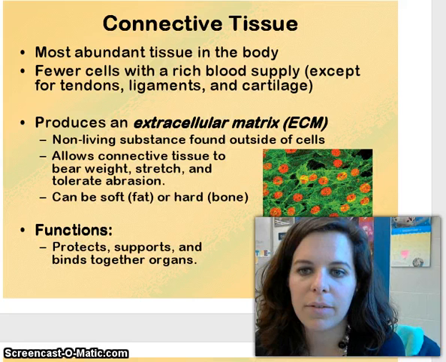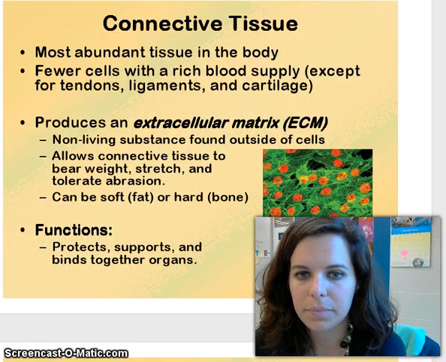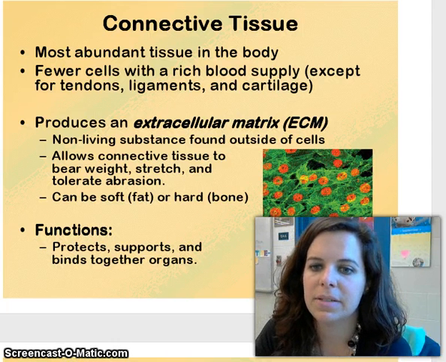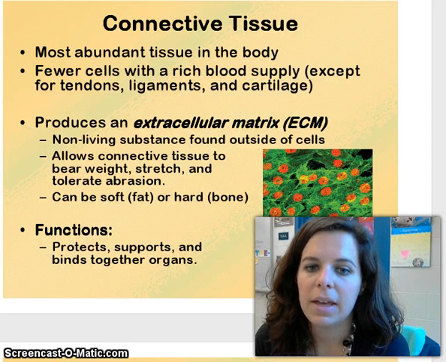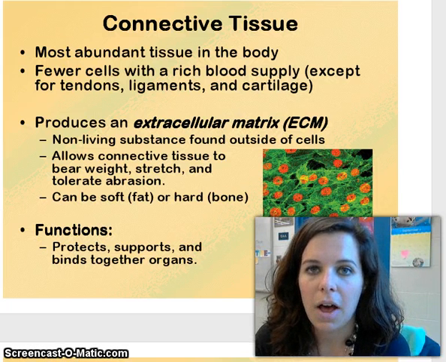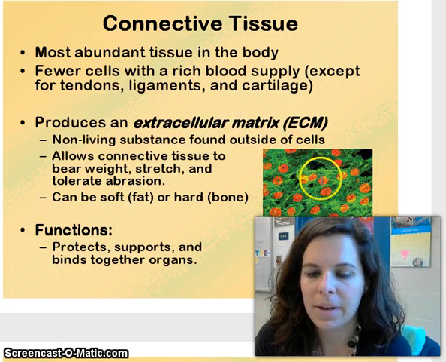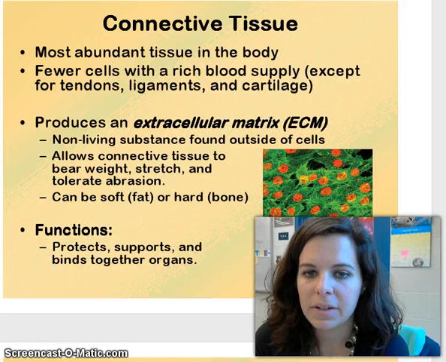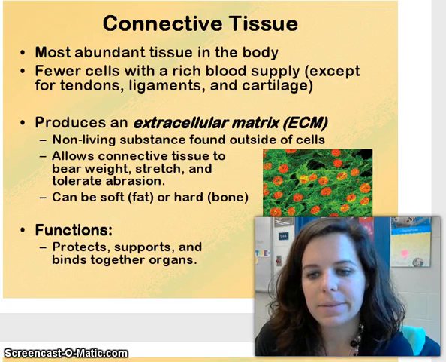There's fewer cells, but they have a richer blood supply, except for the connective tissues of tendons, ligaments, and cartilage. Connective tissue produces what we call an extracellular matrix, which is a non-living substance found outside of the cells, and that allows the connective tissue to bear weight, stretch, and tolerate abrasion or scrapes to it. And that can be soft, like a fat, or hard, like a bone. And so if you look at this picture here, the green is all an extracellular matrix, and the cells are spread pretty far apart. And the function of connective tissue is to protect, support, and bind together, or literally to connect organs.